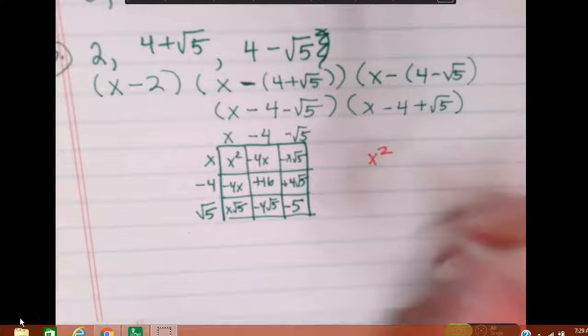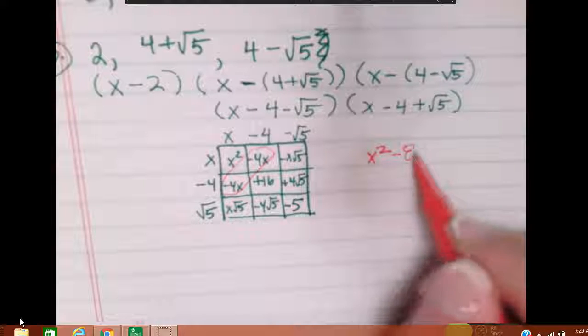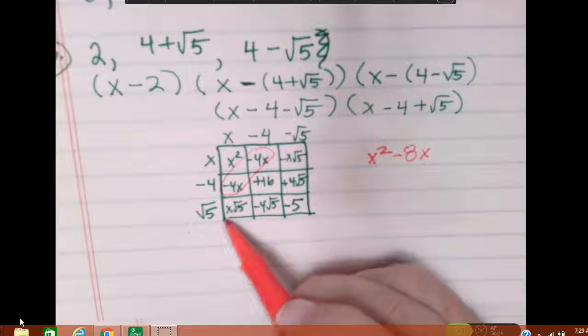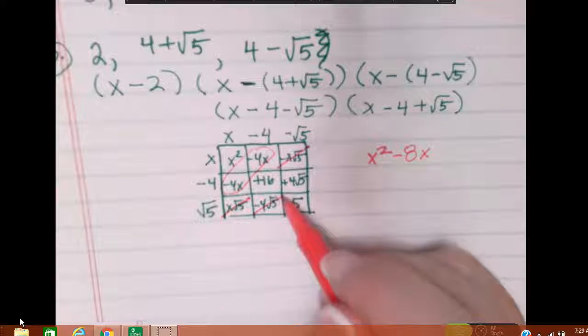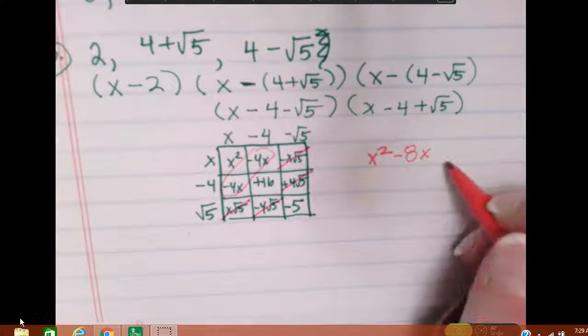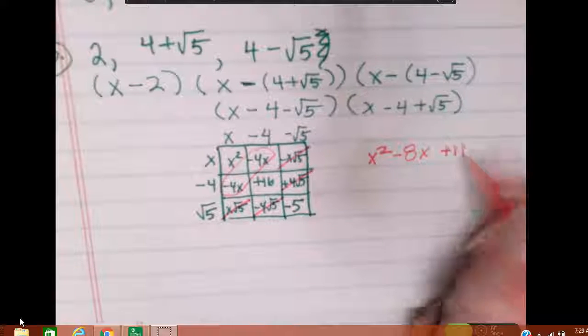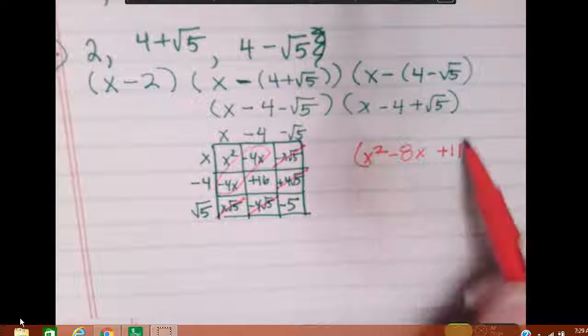So x squared minus 4x and minus 4x is minus 8x. Positive x root 5 and negative x root 5 cancel. Negative and positive 4 root 5 cancel. And then I've got a 16 and a 5 here, so that's 11. So now I end up with a perfectly respectable quadratic trinomial.